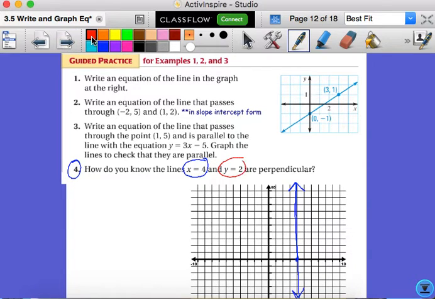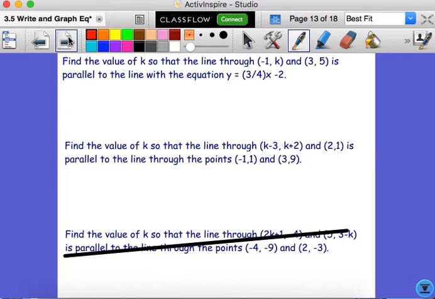For y equals 2, that means that the y value is consistently 2 all the time. Every single point on that line has a y value of 2. So how do I know that they're perpendicular? Well, the way that I know that is because they're forming a 90-degree angle on the graph. One of these lines is vertical and one is horizontal, and I know that those lines always cross perpendicularly.